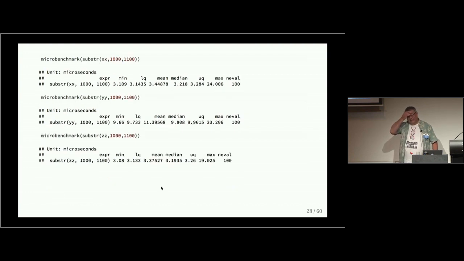Or if you want to take a substring, so here we're taking a substring from the middle of the string, and to do this in UTF-8 you need to find where the 1000th character is, and there's no way to do that except by starting at the beginning and counting, because you don't know how many bytes per character it's going to take. So as a result, UTF-8 is quite a bit slower than either of the others in extracting this substring.